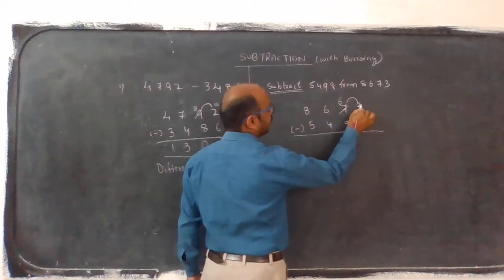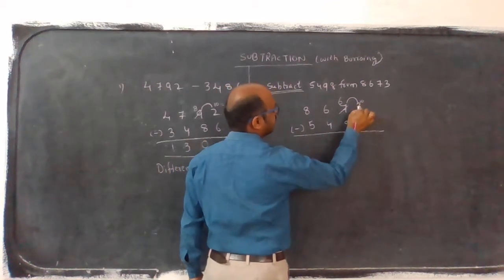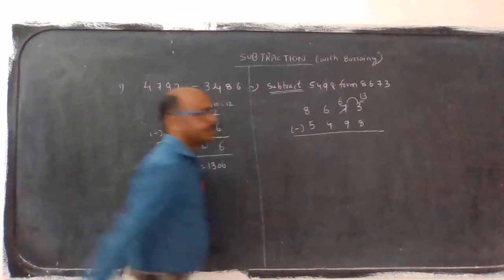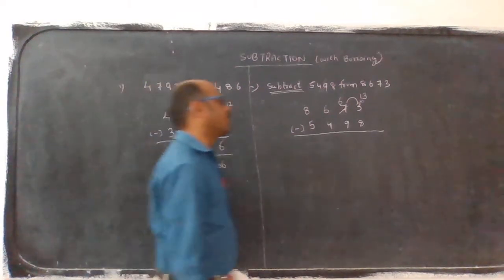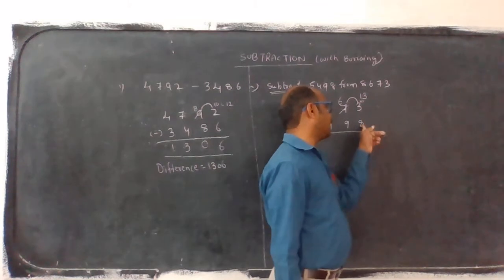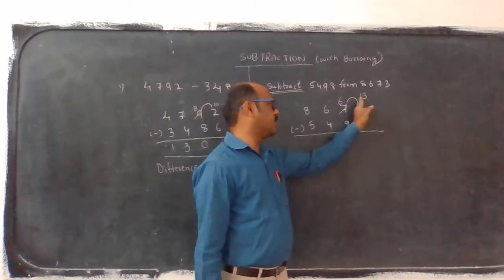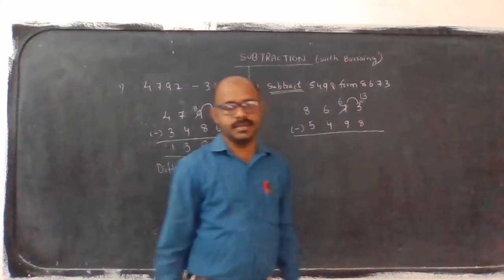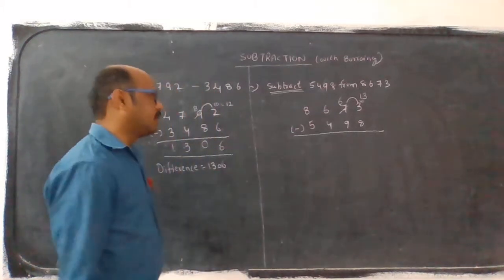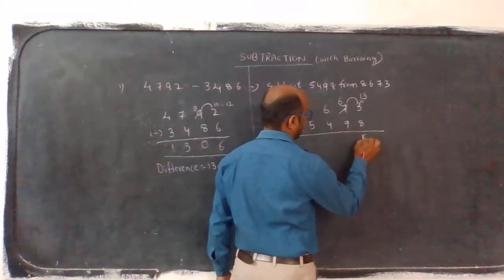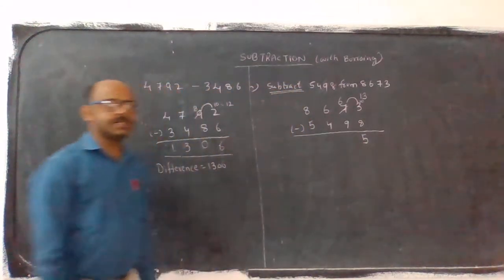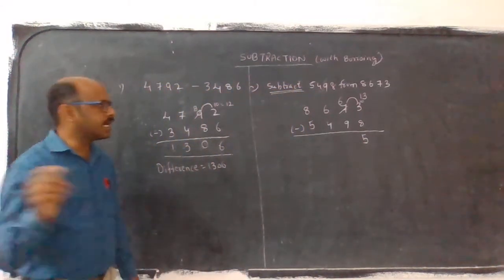Then the borrow is 10, so 10 plus 3 becomes 13. Now compared to 8, 13 is bigger. Then it will be 13 minus 8. How much should it be? 13 minus 8 is 5. Okay, correct.